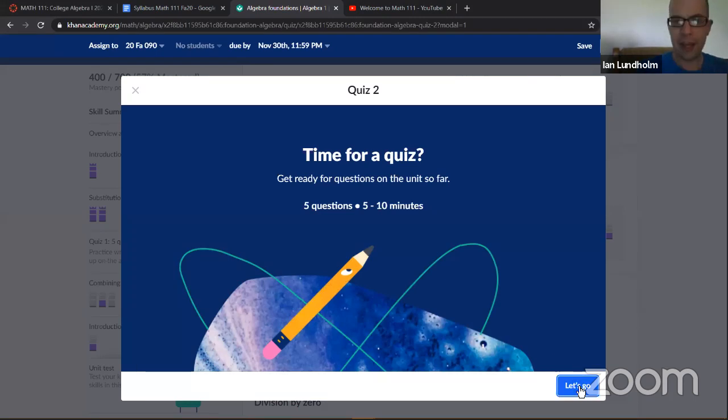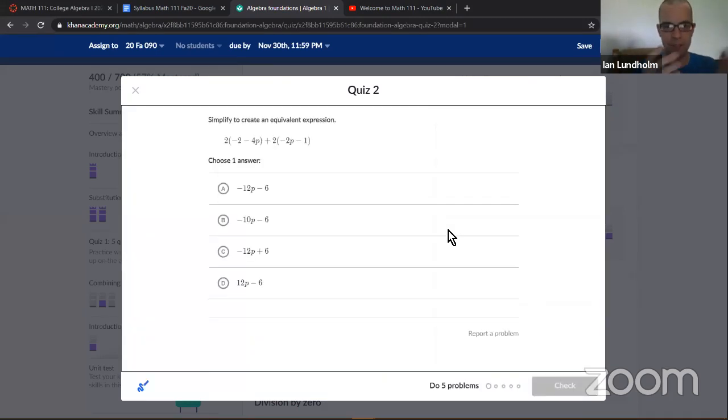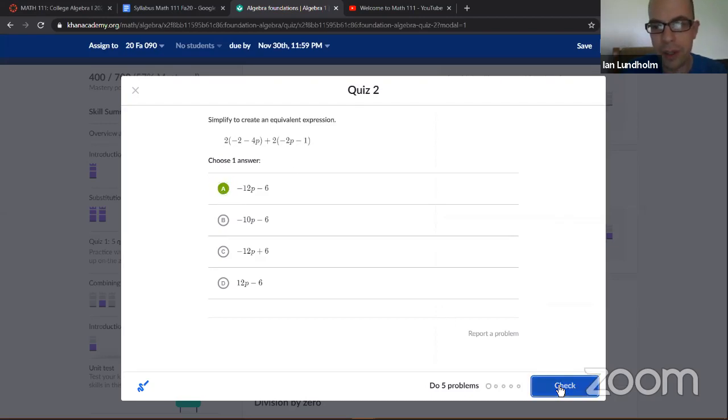So real quick, let's see what a quiz looks like so that you can see what's going on. All right, so we're simplifying this. You can fast forward through this if you need to, but I'm going to do these real quick. We've got a negative 8p and a negative 4p there, so it's negative 12p. So B is off the list, and D is off the list. So it's just these two, negative 4 and negative 2, so minus 6. Boom. Yes.